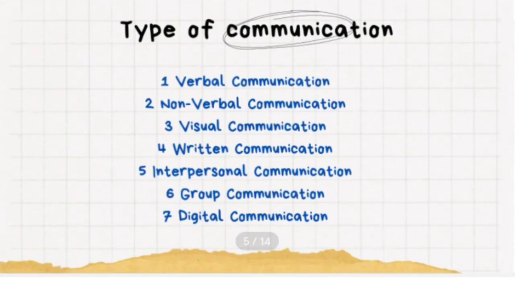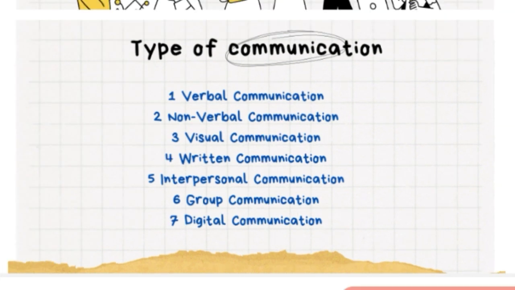Now moving next: what are the types of communication? We have read why communication is important. Now the topic is types of communication. Communication has many types: verbal, non-verbal, written, visual, interpersonal, group communication, digital communication. We can divide it into many, and it is not limited, but broadly we study 5, 7 or 4 types. Here we are going to study 7 types.